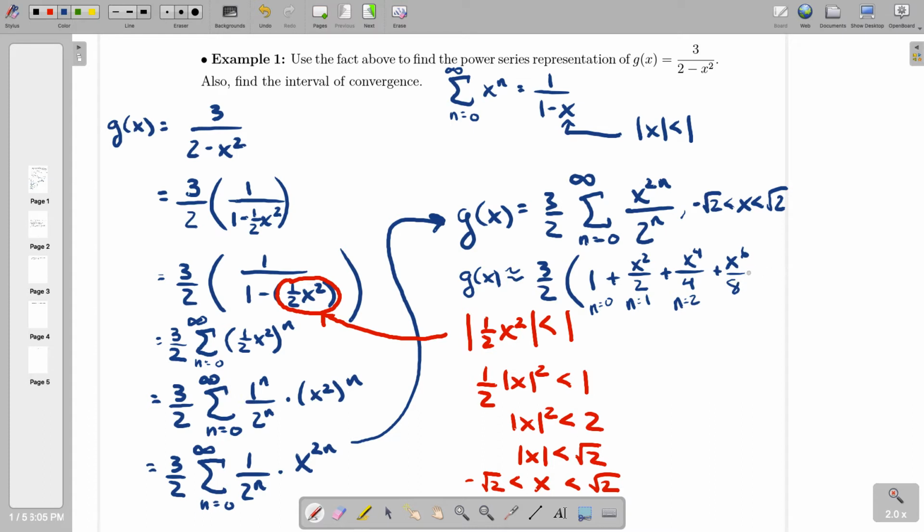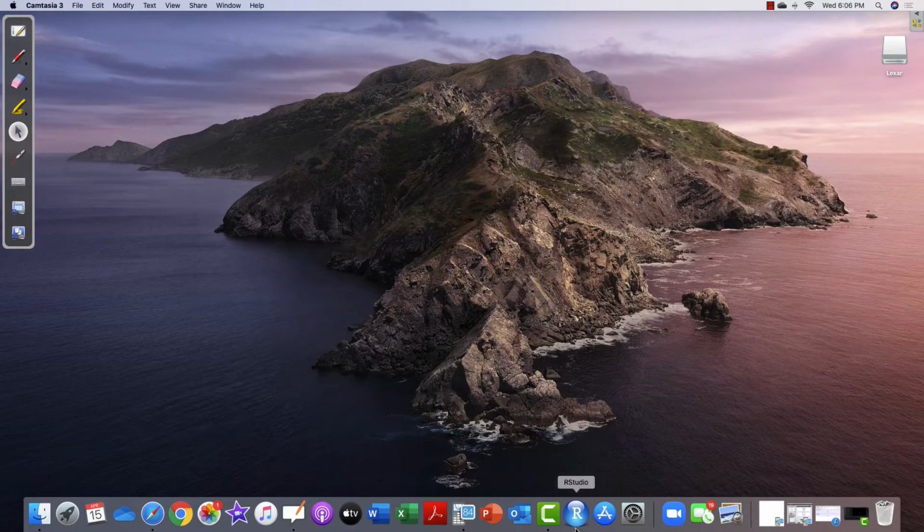And of course we can keep going, right? Dot, dot, dot. But let's go ahead and just stop here. So it's the first 4 terms. So what I'm going to do is in my calculator, I'm going to put this in for one graph, and then I'm going to put this in for the other graph. So just bear with me here.